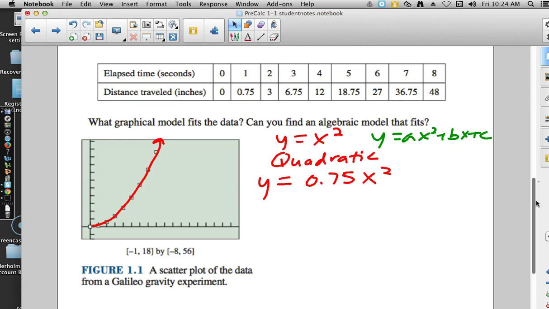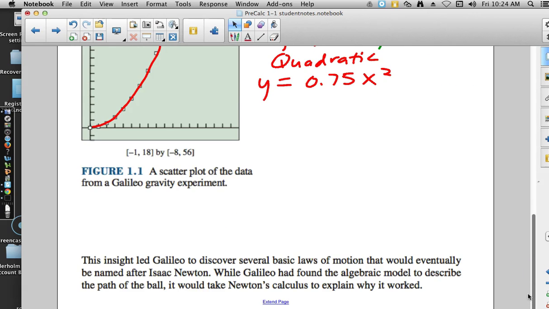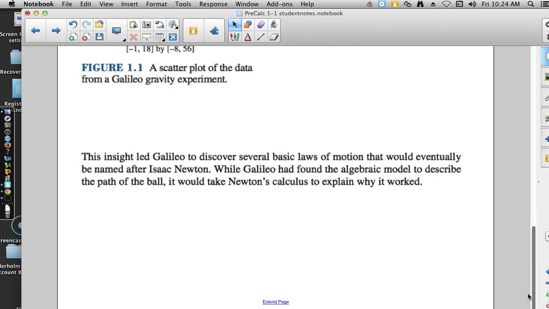So this says, what graphical model fits the data? We've got it right here. And we did find a model that fits. In fact, it fits perfectly. It's exactly what we wanted. So down here at the bottom, it says this insight, and this is kind of ironic because Galileo is the one that came up with all of this data, but they didn't start doing a lot of math with it until calculus. So all of these got named after Isaac Newton, even though Galileo was the one who had done all of the studies. So when you do Newton's calculus, you're going to see, hey, this data actually is from Galileo.